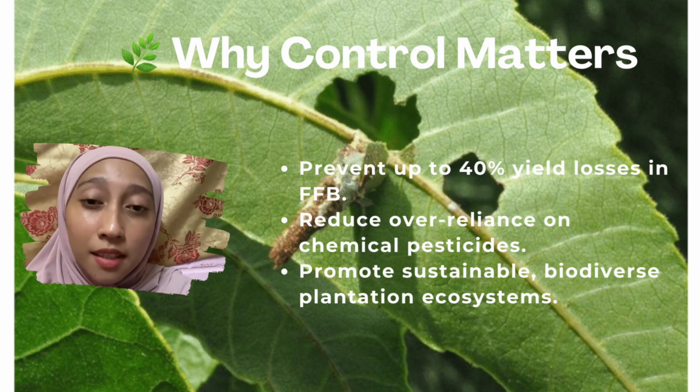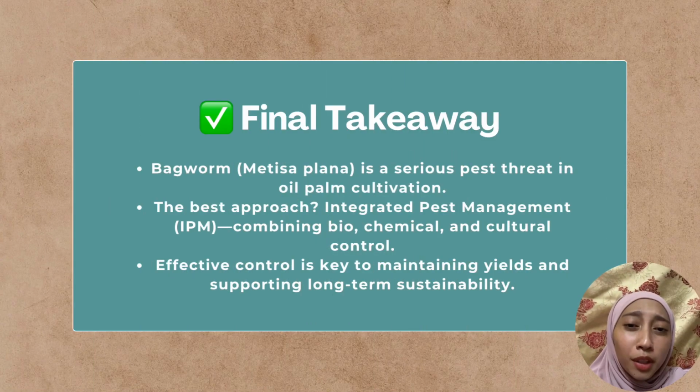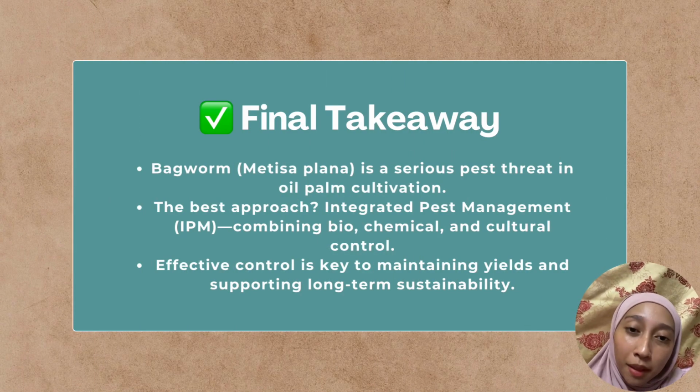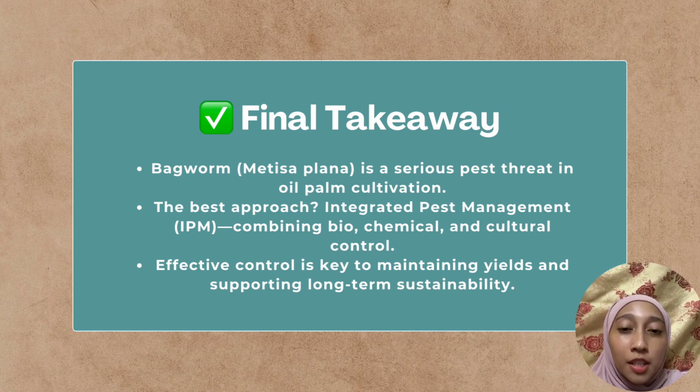So, in conclusion, the bagworm Metisa plana is a serious threat to oil palm plantations. Smart management using integrated control combining biological control, chemical control, monitoring and good agronomic practices is the key to protecting yields. I hope my sharing today helps us understand why sustainable pest management is so important.